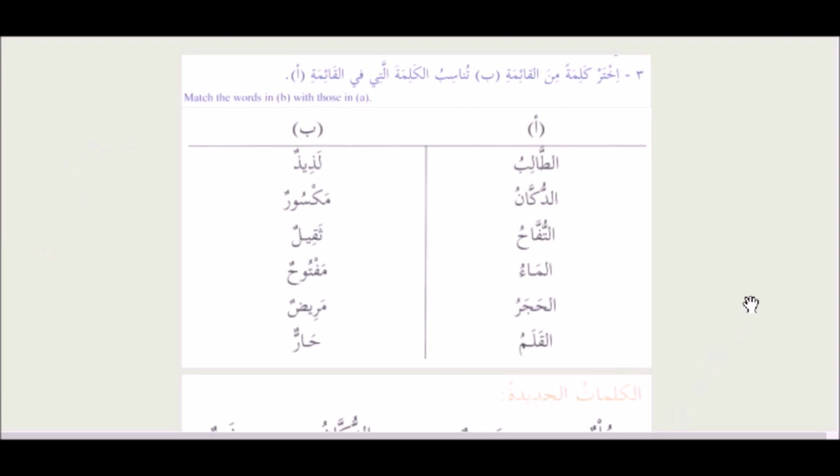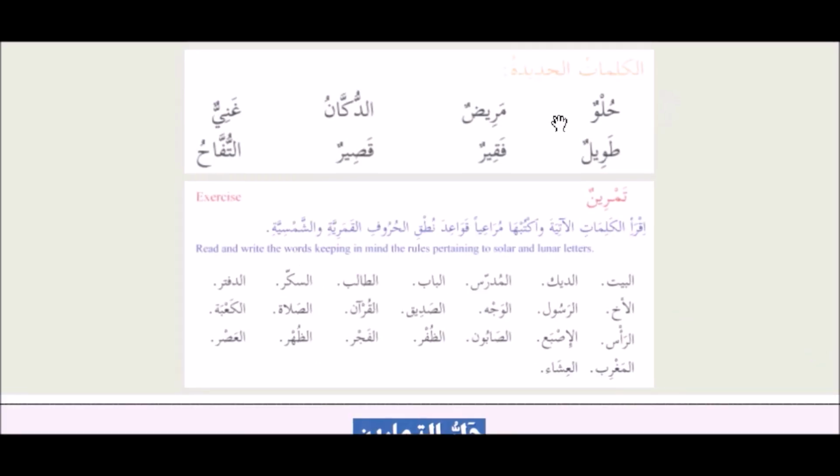Match the words, that is, Al-Talibun, Maridun. Al-Dukanu, Maftuhun. Al-Tufau, Lazizun. Al-Ma'u, Harun. Al-Hajaru, Saqirun. Al-Qalamu, Maqsurun. The new words. Hulbun, sweet. Maridun, sick. Al-Dukanu, the shop. Ghaniyun, the rich. Tawilun, the long. Faqirun, the poor. Kathirun, the short or small. Al-Tufan, the apple.